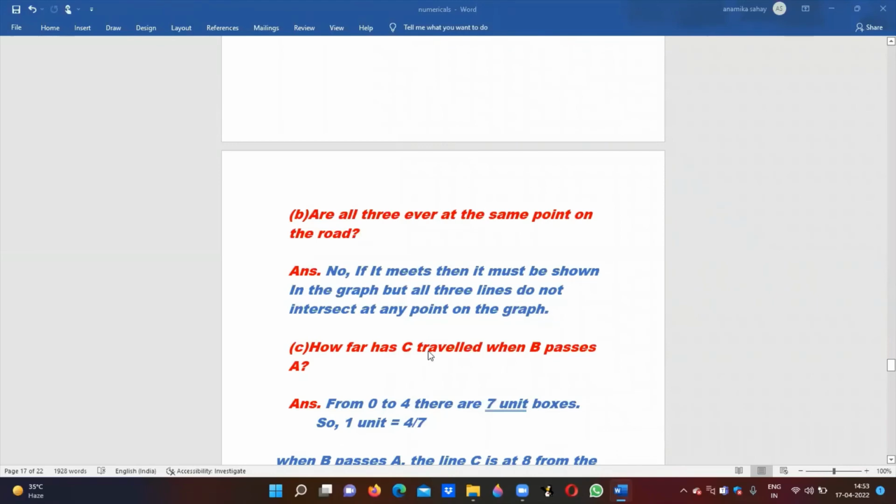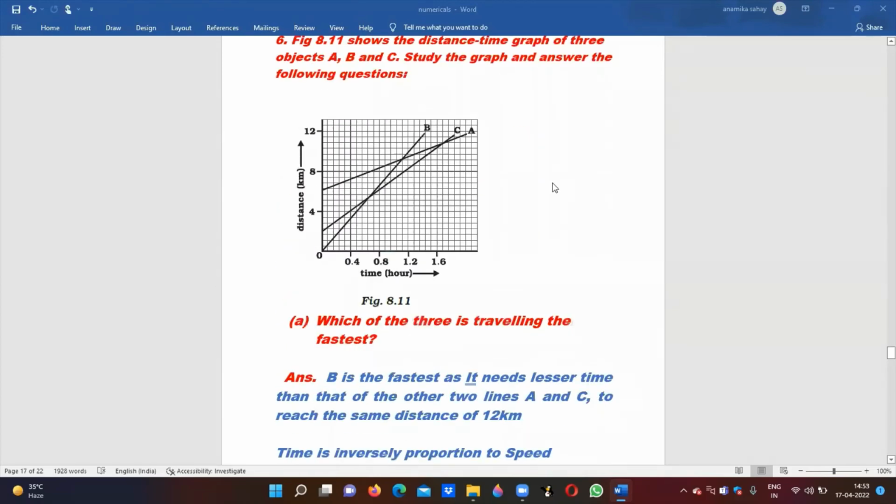How far has C traveled when B passes A? First, we will see when B passes A. B passes A at this point. In that time, C is at 8. The distance is 8, but C started at this point, not from 0. So we have to calculate this distance as this minus this one.